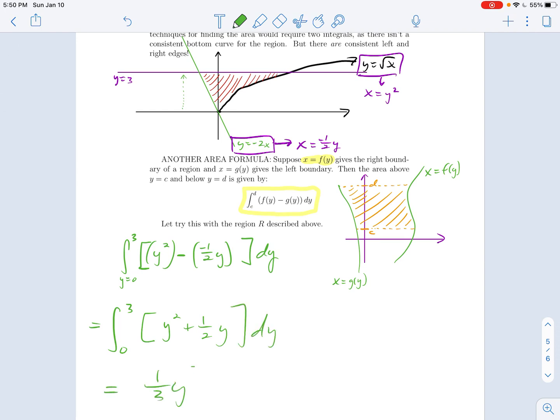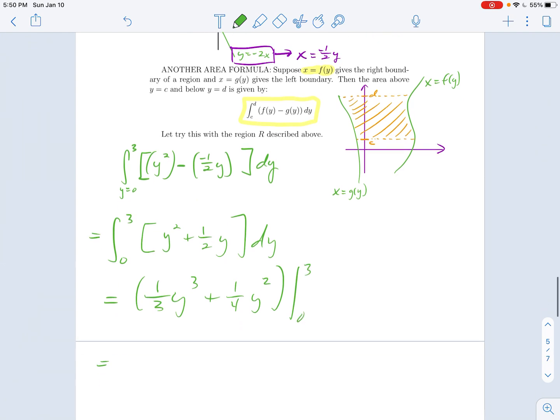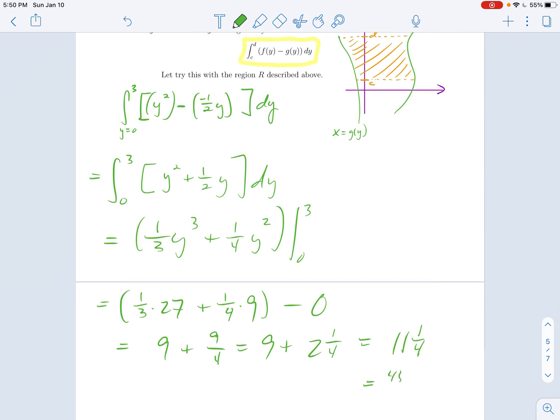The antiderivative is 1/3 y cubed plus 1/4 y squared from 0 to 3. If I plug in 3, I have 1/3 of 27 plus 1/4 of 9. If I plug in 0, I get 0. So this is 9 plus 9/4, which is 9 plus 2 1/4, or 11 1/4 if we want to write it as a mixed number.